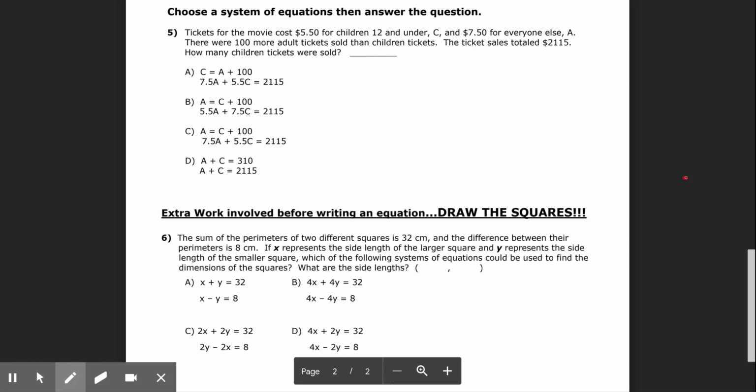All right, so in a situation like this, you've got your $5.50 for the children, and then we've got the $7.50 for the adult, for a total of $2,115. So we need 5.50C plus 7.50A equals 2,115. Now then, this one says the second equation: there were 100 more adult tickets.